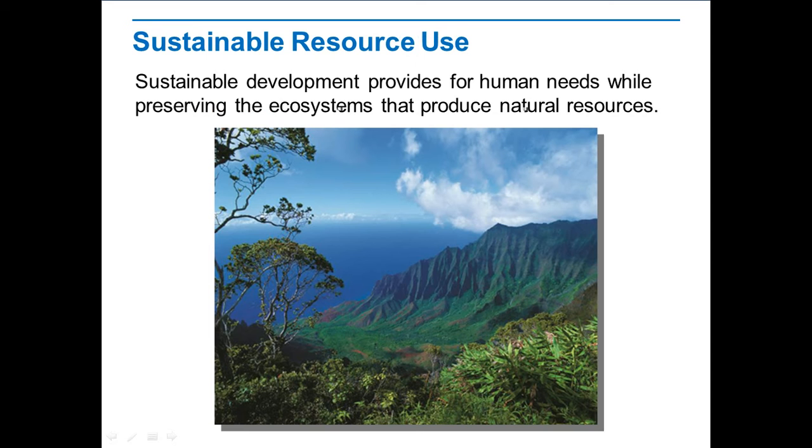Ecological science can teach us how to use natural resources to meet our needs without causing long-term environmental harm. Using resources in such an environmentally conscious way is called sustainable development. Sustainable development provides for human needs while preserving the ecosystems that produce natural resources. So what are the results of sustainable development? Well, it should cause no long-term harm to the soil, water, and climate on which it depends.